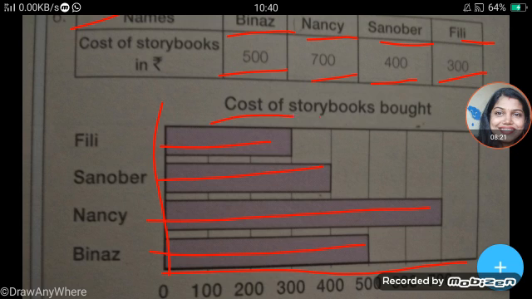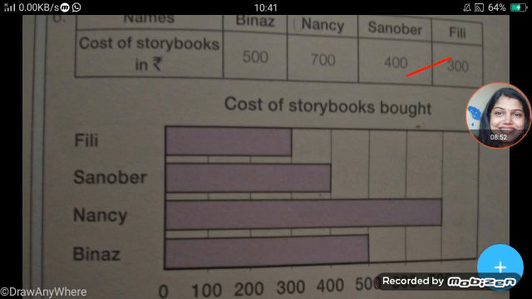If you look at this, the title becomes the cost of the storybooks bought, and the labels, that is Philly and the other names of the girls, become labels, and here the cost of the book becomes your data, which you are going to plot on your x-axis, and this is the y-axis. And if you look at the scaling here, children, they have taken the scale as per unit is equal to 100 rupees, and they have plotted the graph like Philly. Now if you check here, Philly is 300.